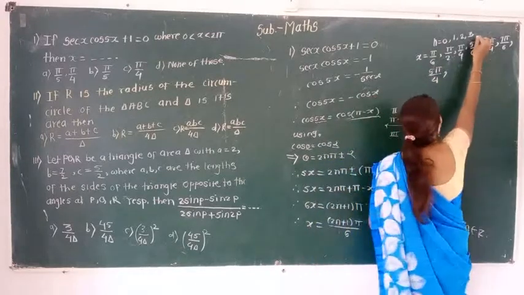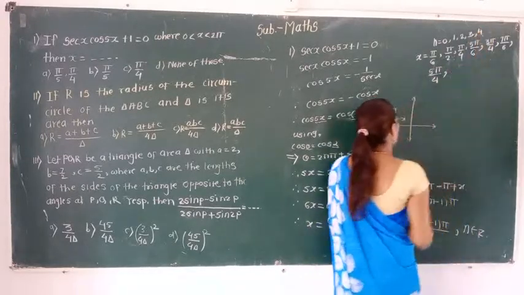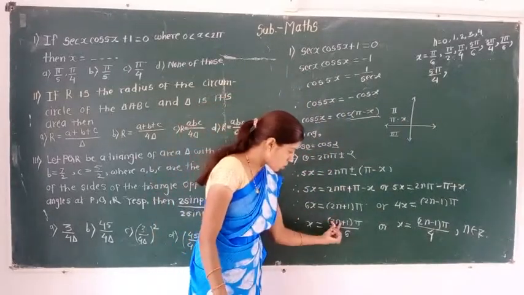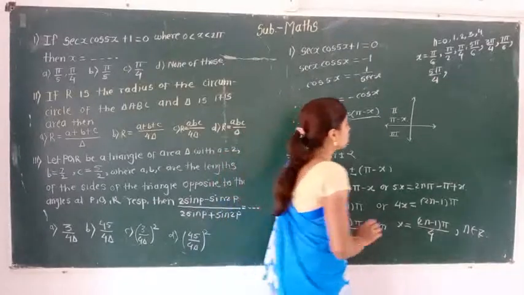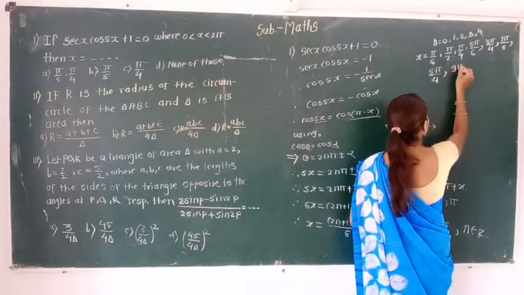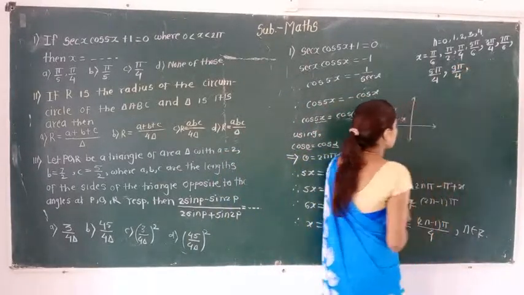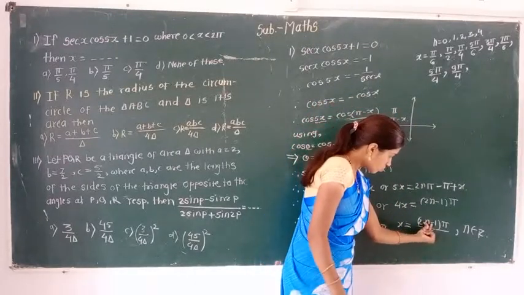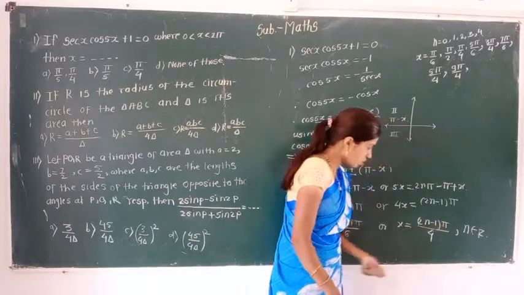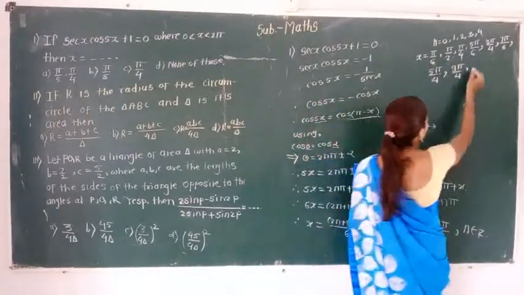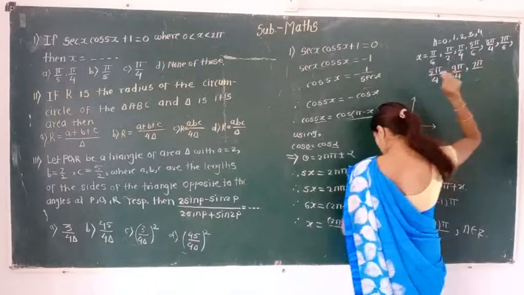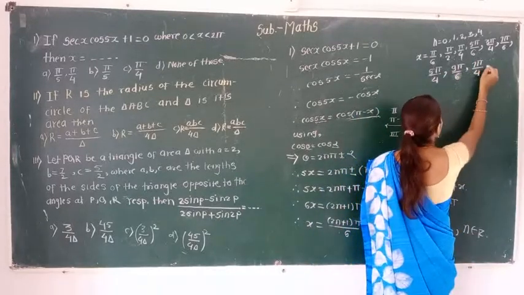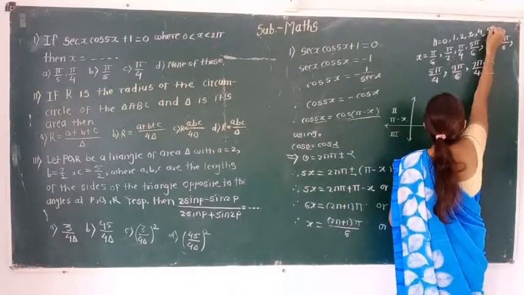Now the next integer number is 4. By putting 4, 4 2s are 8, 8 plus 1 is 9, 9 pi by 6. Same integer put in that case. We put 4, 4 2s are 8, 8 minus 1 we get 7, 7 pi by 4. Now the next integer is 5.